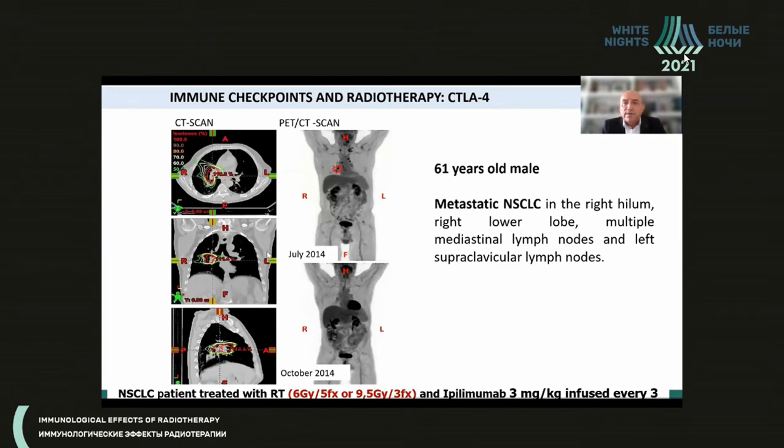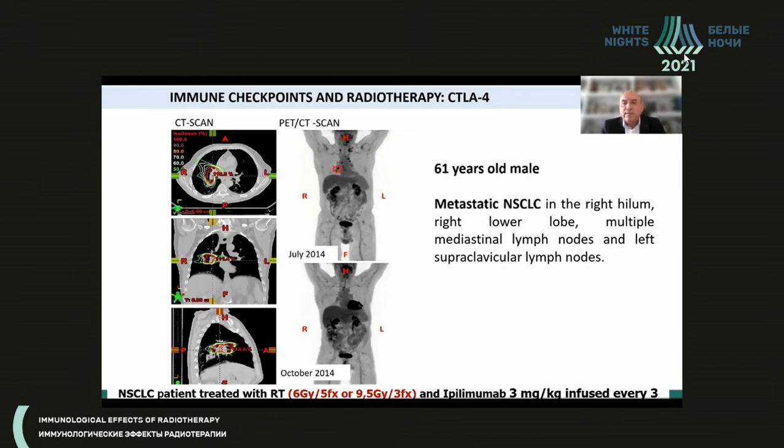The left picture represents the treatment plan in CT. The PET images on the right were taken before, in the upper slide, and after the delivery of concurrent radiotherapy and ipilimumab, 3 milligrams per kilogram infused every 3 weeks for a total of 4 infusions. All hypermetabolic lesions seen on the pretreatment PET-CT demonstrated a complete response to treatment.